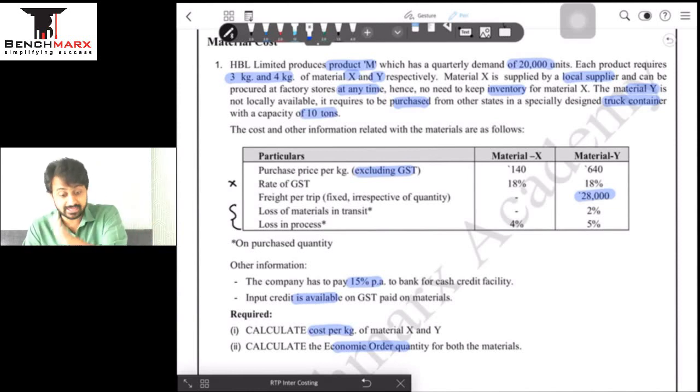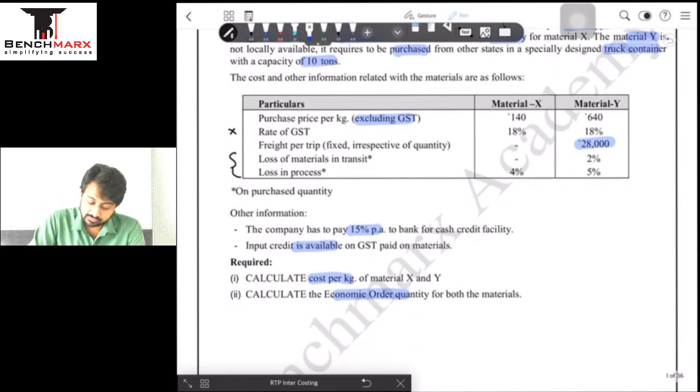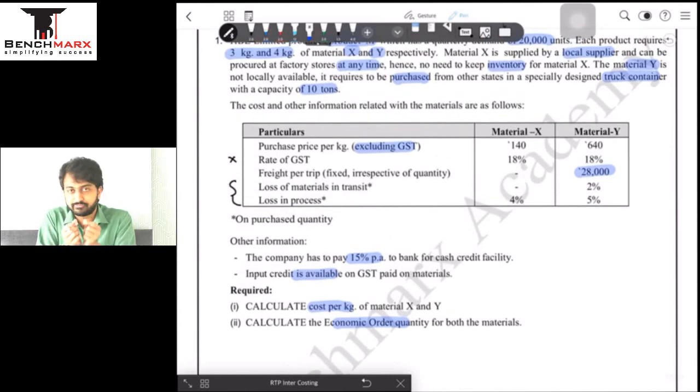Theek hai, as far as Y is concerned, purchase price will come, GST will not come, freight will come. Now for freight, what is the data given? I'm seeing it is freight per trip. So for finding my annual cost, see, freight is not per kg, freight is per trip. That is why I said the total cost has to be the total annual cost. Depending on my annual consumption of DM for the entire year, I will know how much DM I need. Depending on that, I'll figure out how many trucks I need. And the number of trucks times 28,000 is going to be my freight.